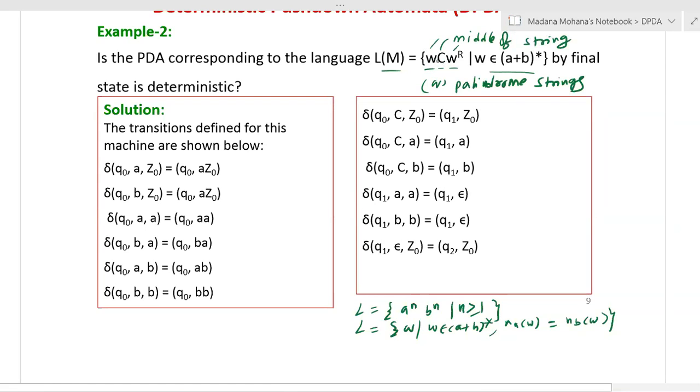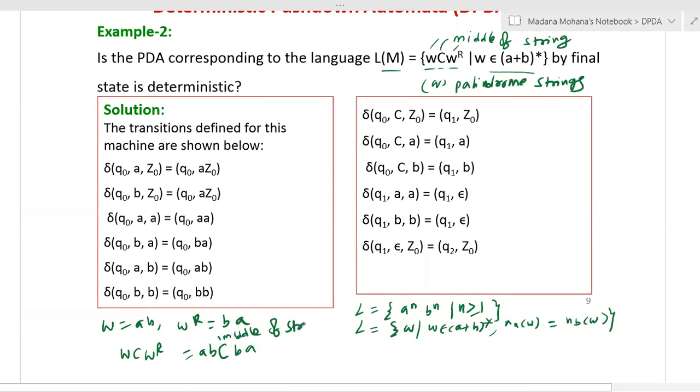Whenever C occurred, it changes the state without changing the stack symbols. Now, if you can see the nature of the language, suppose W equal to AB, then W power R equal to BA. If you combine these two, W C W power R equals AB, now C, then BA. So this is the middle of the string.